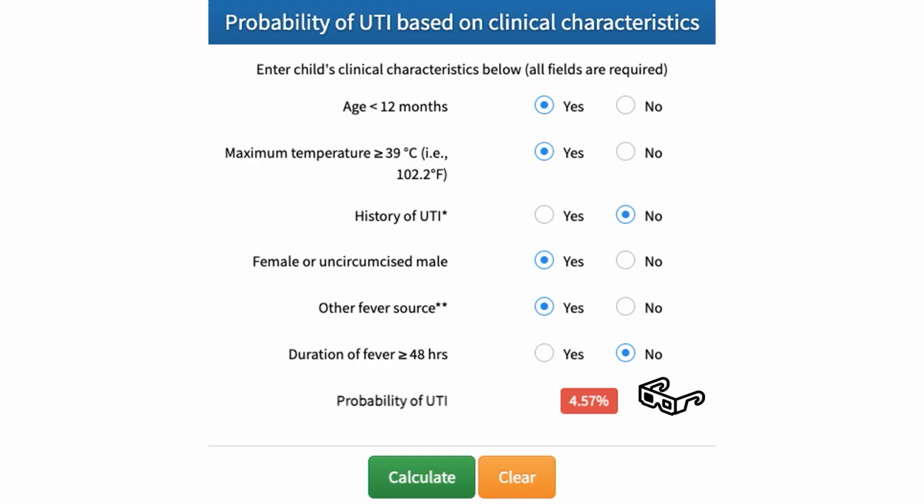A couple of things to notice about this approach. I'm not sure my residents go to this naturally, but you can play what-if games. Like, what if that sniffle really isn't another fever source? What if the fever that the mom said felt hot was lower or higher? You can sort of do a clinical sensitivity analysis.